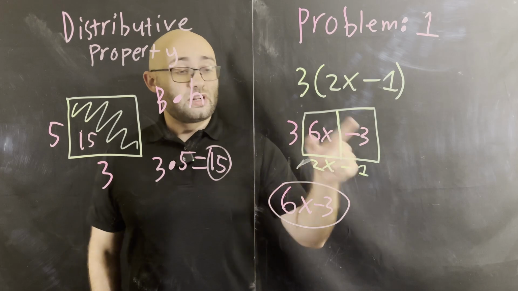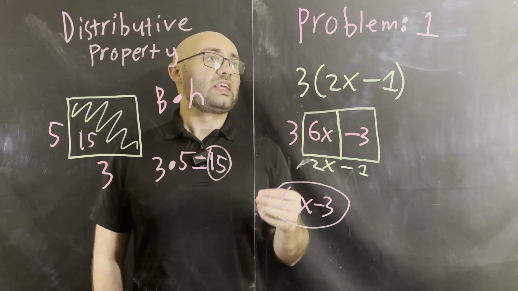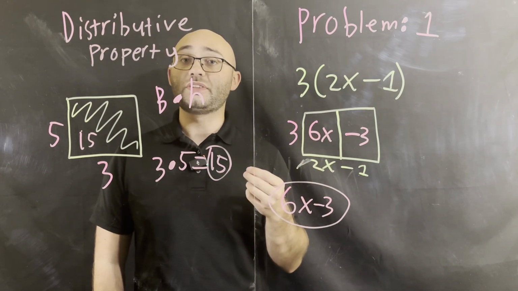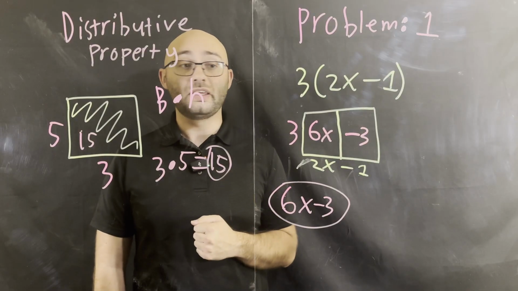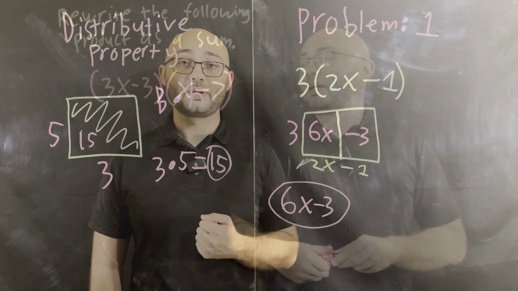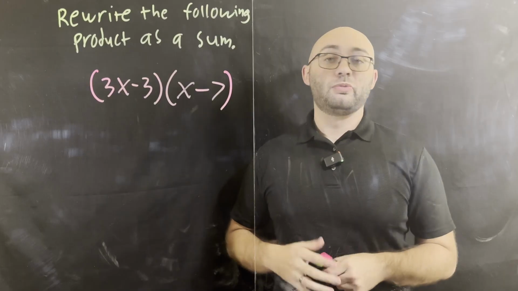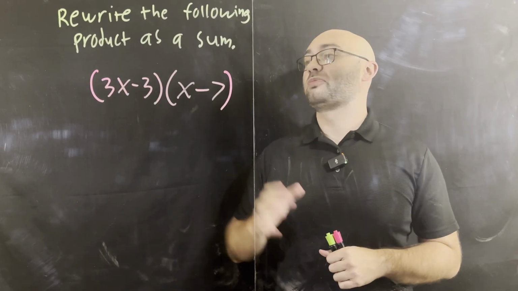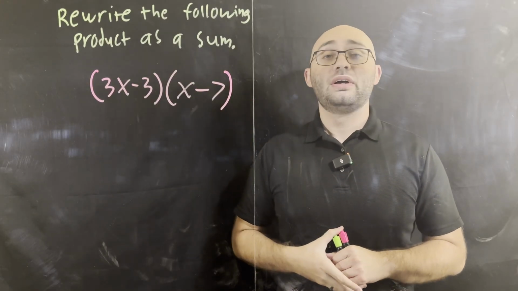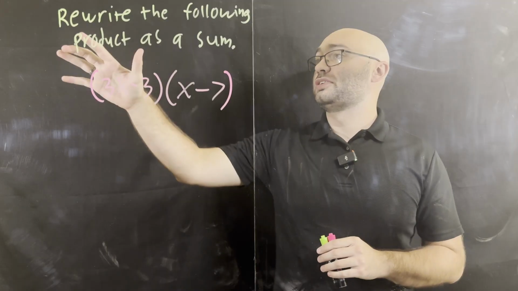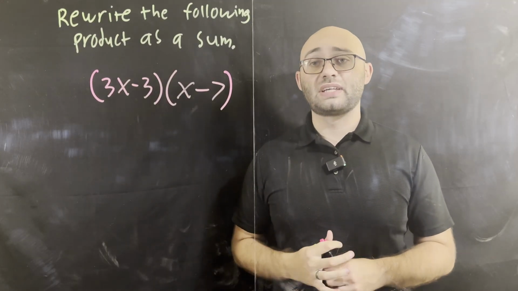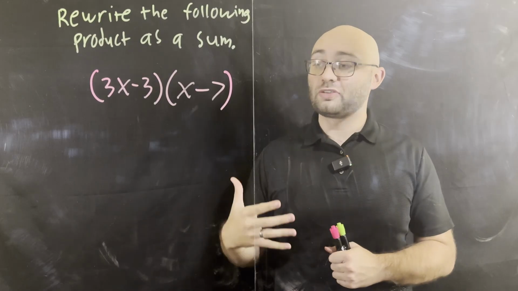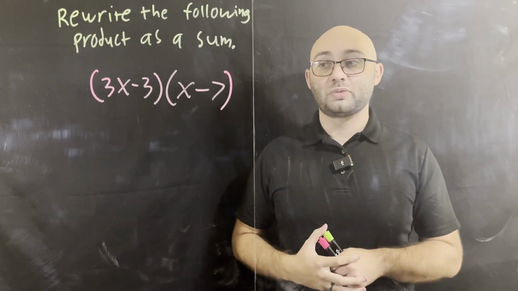So we can use this generic rectangle to distribute through. If you're still a little bit confused, I suggest you watch this next problem, as problem 2 is what a lot of you were probably thinking when you thought of the distributive property. This is probably what you were thinking of when you were thinking, hey, I need help with the distributive property. So anytime you see a question that says rewrite the following product as a sum, what it's asking for is for you to do the distributive property and to write it out afterwards.